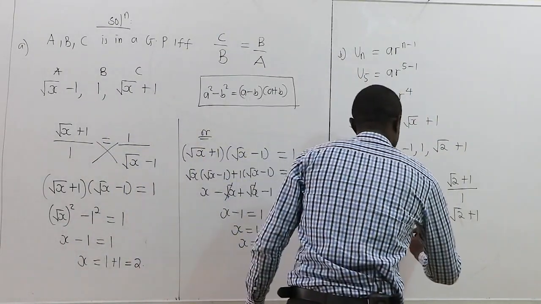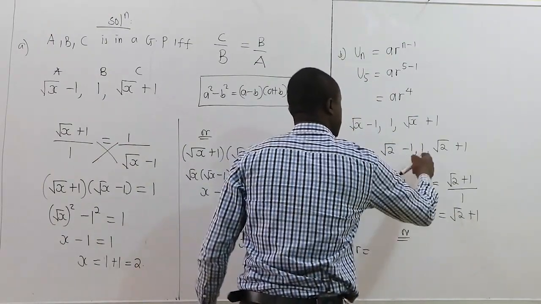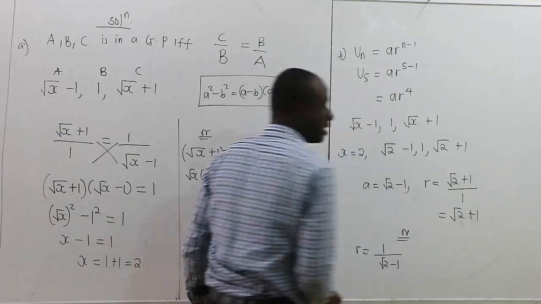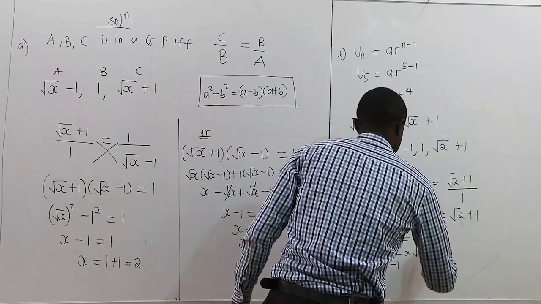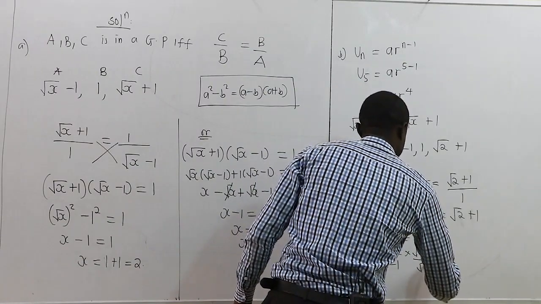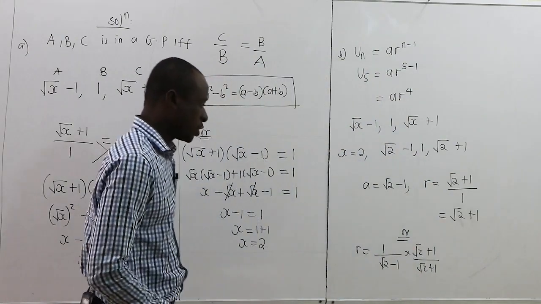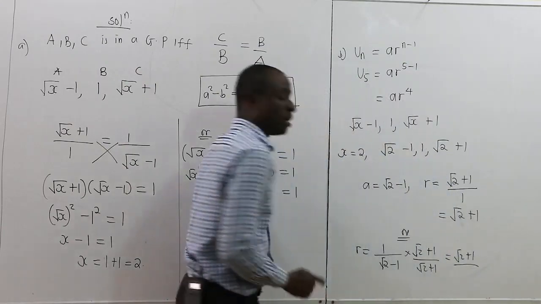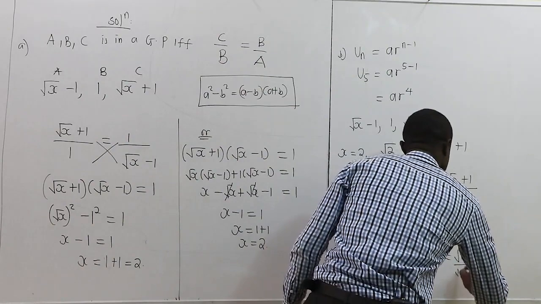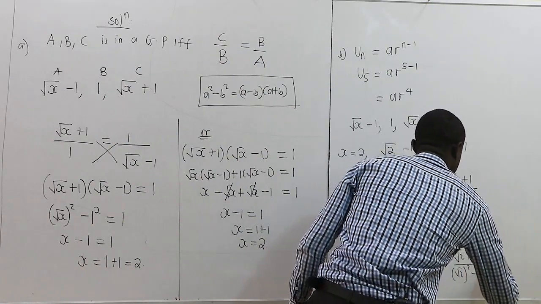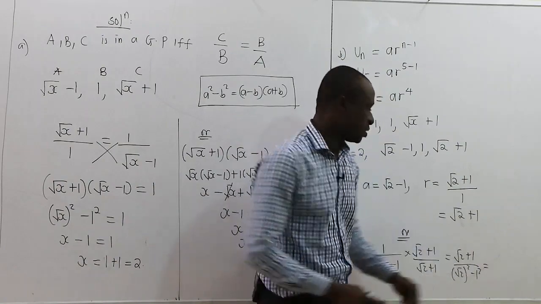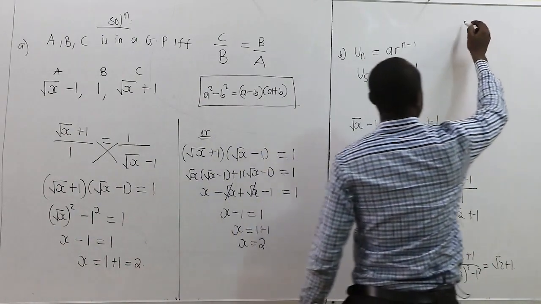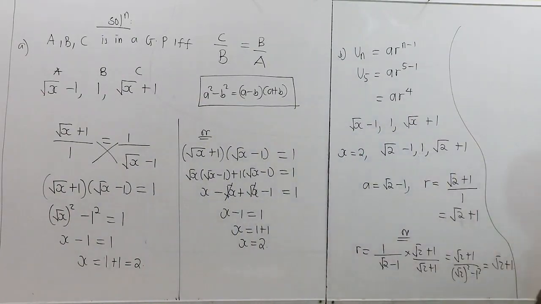Or our r is the same as this over this, that's 1 over root 2 minus 1. But we can't leave it like this. We have to rationalize. So this is times root 2 plus 1 over root 2 plus 1. The numerator gives us root 2 plus 1, and the denominator is a difference of two squares: root 2 squared minus 1 squared, which is 2 minus 1, which is 1. So that is root 2 plus 1. That is our r.